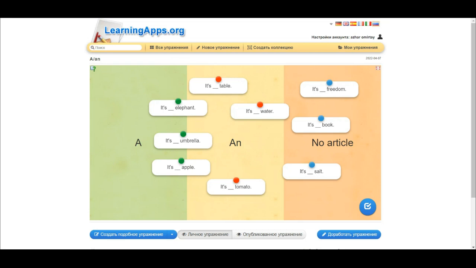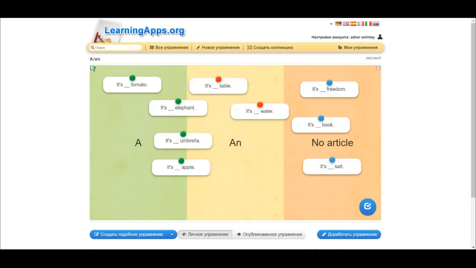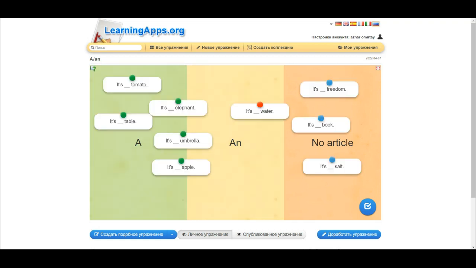Okay. It's salt. Salt is uncountable. So we don't need article. We choose the third column. It's tomato. Can we count tomato? Of course we can count tomato. So here we need article A. It's a tomato. Okay. Then it's table. Can we count table? Of course, we can count table. So, it's a table.